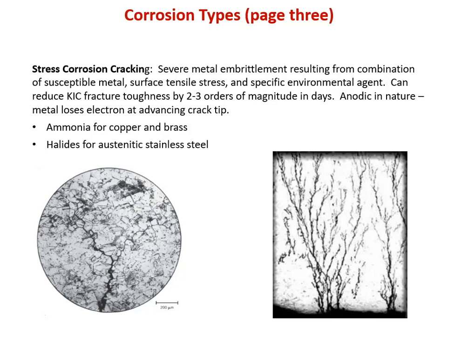And there's some classics. Halides like salt for austenitic stainless steels, and ammonia for any kind of copper and brass. So quite often, just the residual tensile stress in a material from, say, some kind of heat treatment or cold work will be enough to kick these off. If you are designing something for fracture and you are looking up a K1C, be warned. Stress corrosion cracking will reduce those K1Cs by 2 to 3 orders of magnitude in days from initial exposure of that material to the aggressive environment.